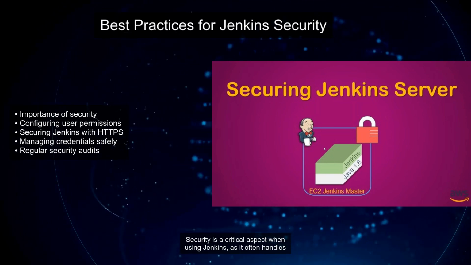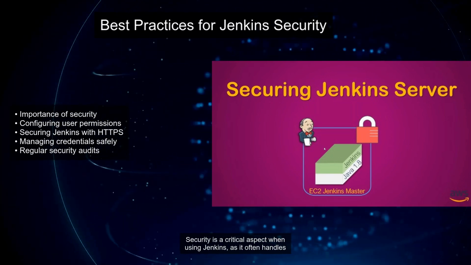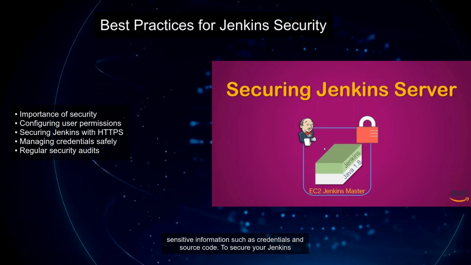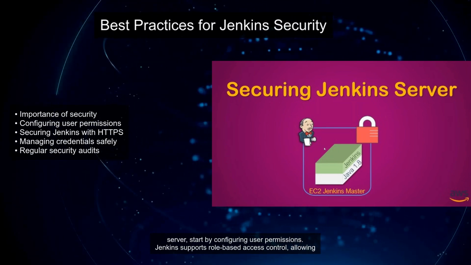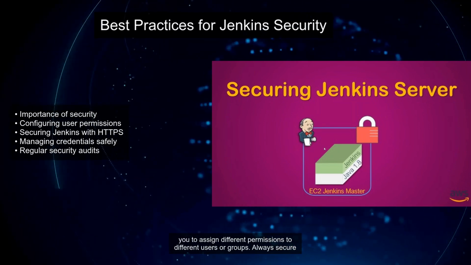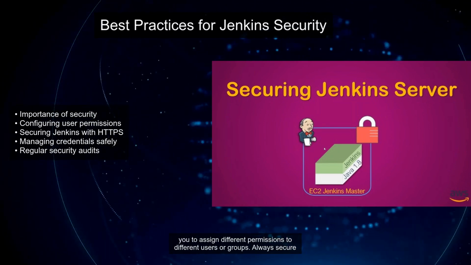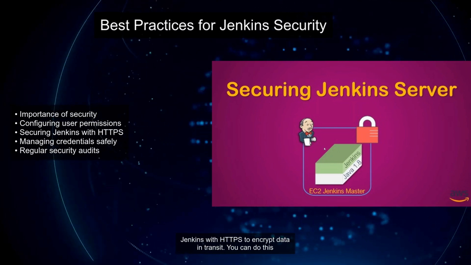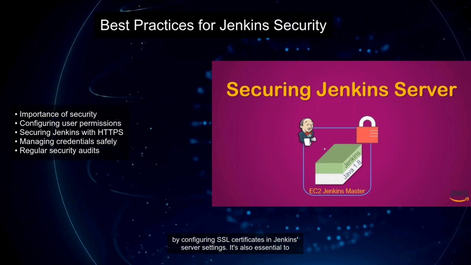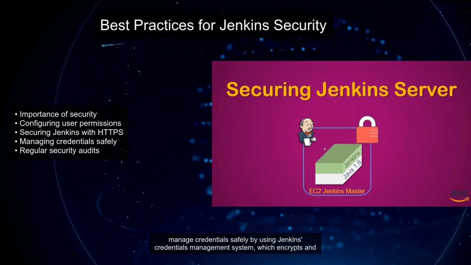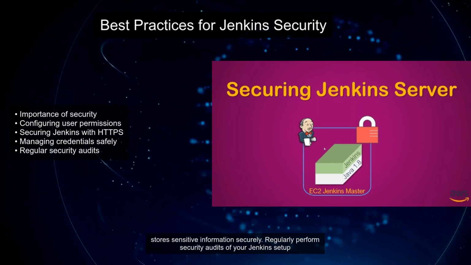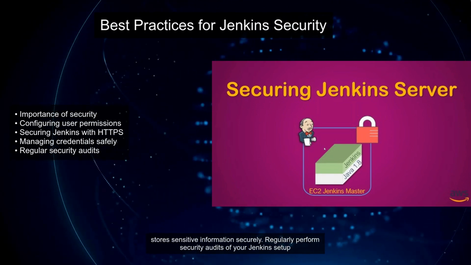Security is a critical aspect when using Jenkins, as it often handles sensitive information such as credentials and source code. To secure your Jenkins server, start by configuring user permissions. Jenkins supports role-based access control, allowing you to assign different permissions to different users or groups. Always secure Jenkins with HTTPS to encrypt data in transit. You can do this by configuring SSL certificates in Jenkins server settings. It's also essential to manage credentials safely by using the Jenkins Credentials Management System, which encrypts and stores sensitive information securely.